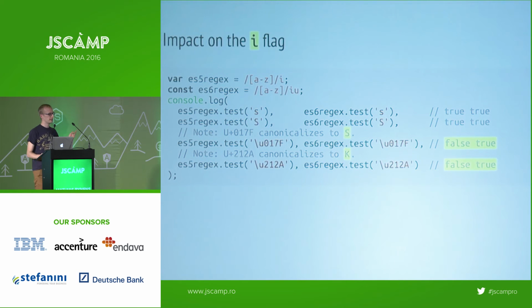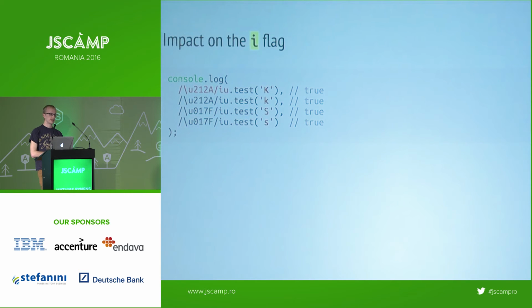For example, here I'm creating a regular expression that matches all the characters from A to Z in lowercase, but I use the I flag to match capital letters A to Z as well. Now, when the U flag is enabled as well, it will suddenly match the code points 017F and 212A as well, which is a bit weird and probably not what you would expect.